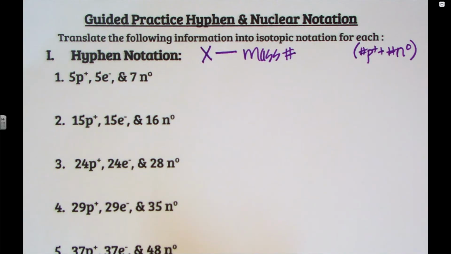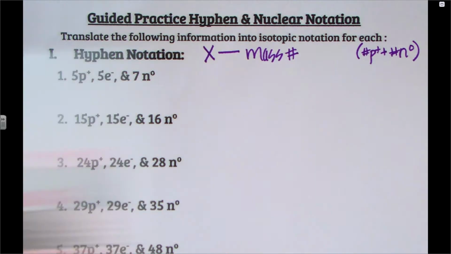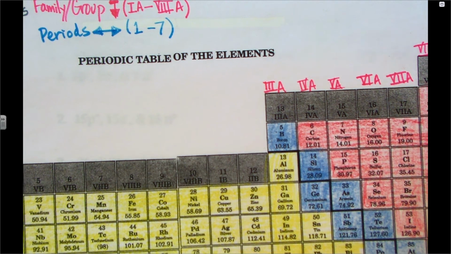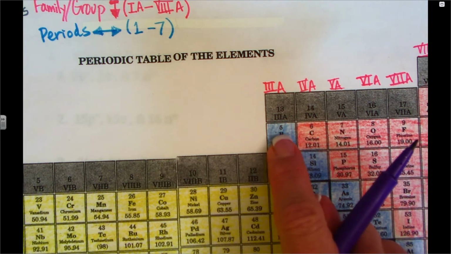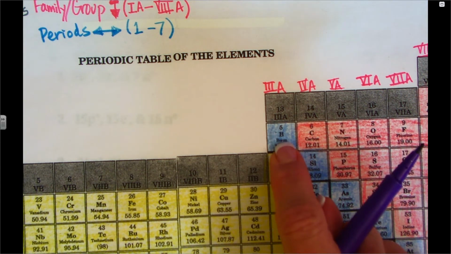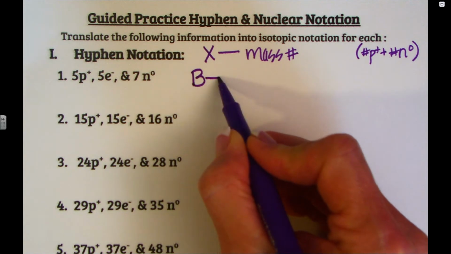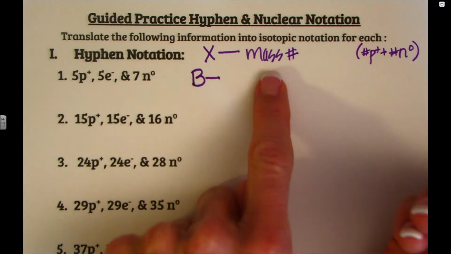So in order to write the hyphen notation for these 5 examples, you're going to need to refer to your periodic table, because that's how you're going to determine which element it is representing. So in the first example, there are 5 protons. Remember, the protons identify the element. So you're going to look here and you see the element with 5 protons is boron. So to start the notation, to write the symbol properly, you're going to put B hyphen, and now you're going to put the mass number.